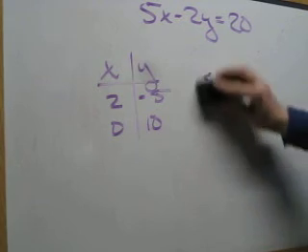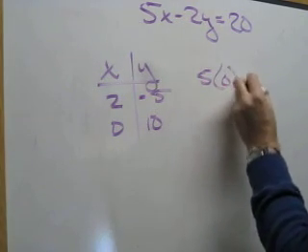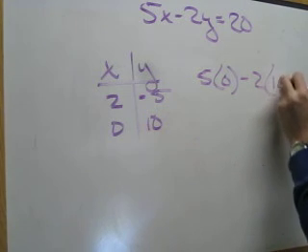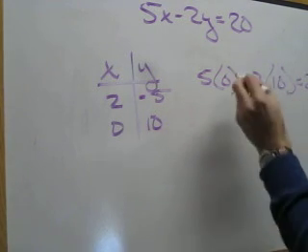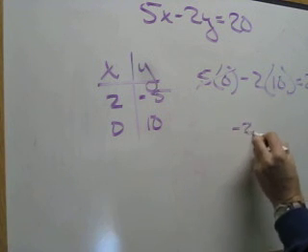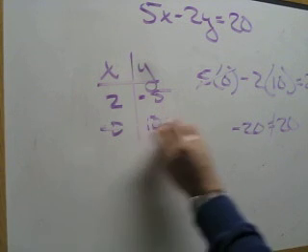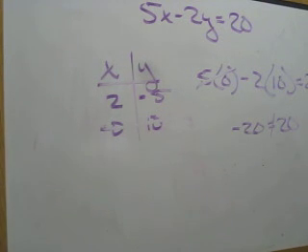Then you try the next one. Put a 0 in for the x. 5 times 0 minus 2 times 10 equals 20. That's 0. Negative 2 times 10 is negative 20. Does that equal positive 20? No, it doesn't. So that one doesn't work. Just the 2, negative 5. All right, other than that, that's about it for this lesson.